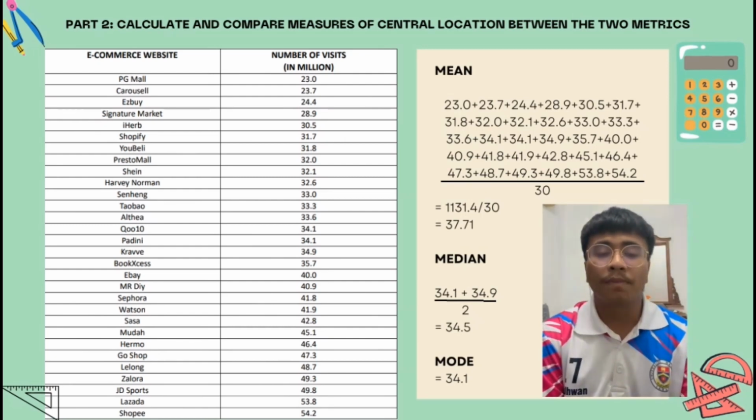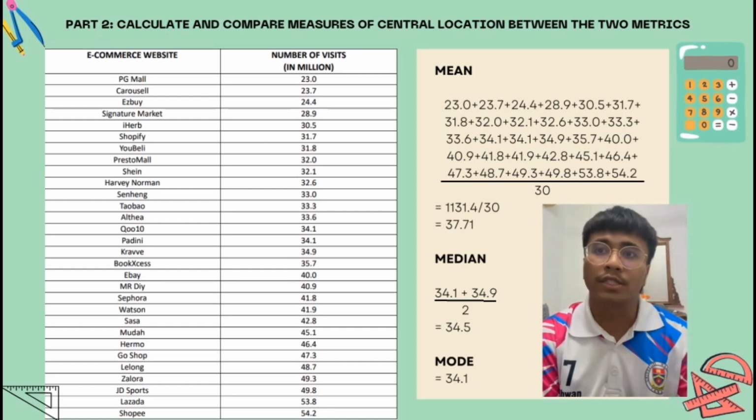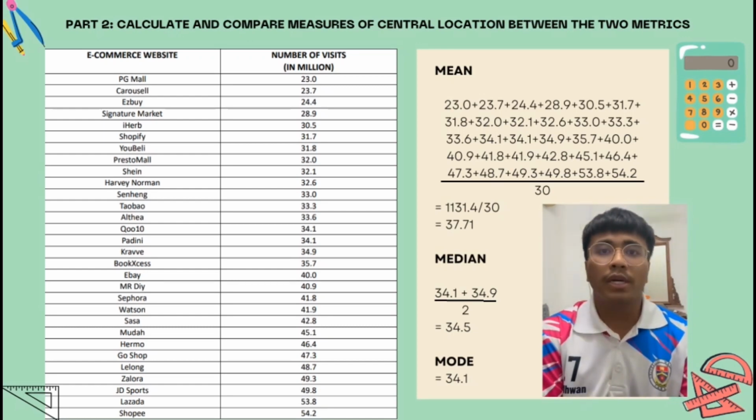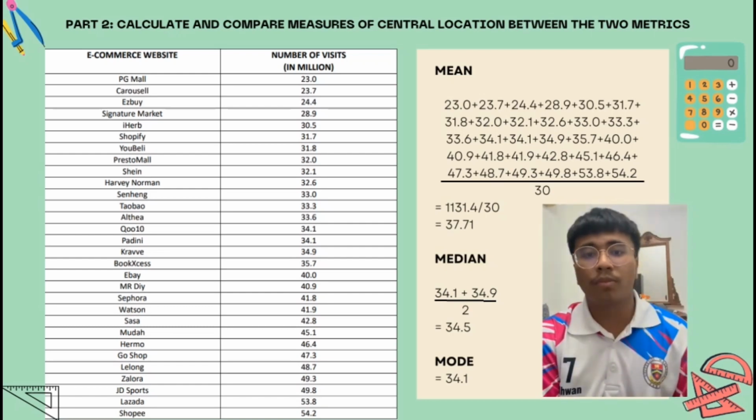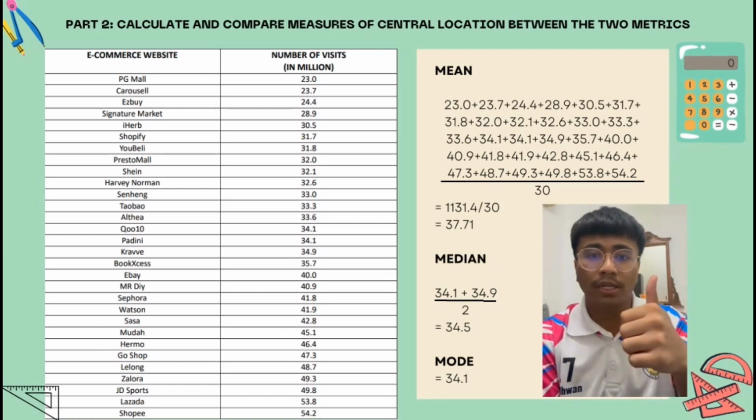So I will explain part 2, in which we calculate and compare measures of central location between the two metrics. We have two parts: the first is the number of visits and the second is the number of purchase orders. For the number of visits, I calculate three measures, which are the mean, the median and the mode.